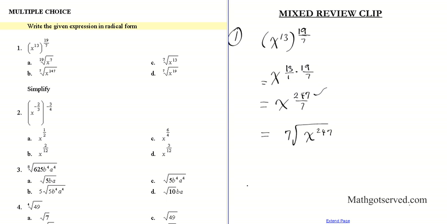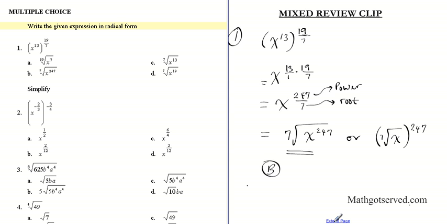Remember that the denominator is the root and the numerator is the power, okay? So the root goes in front of the radical and then the power stays there. You can write it like this, or you can write it like this: the 7th root of x raised to the 247th power. All right, any of these forms suffice, but this is the form we're going to use because it's consistent with option letter B. So our answer is B.